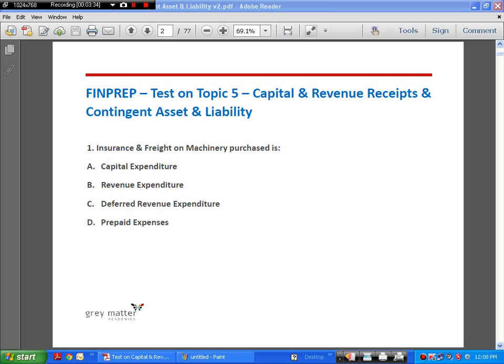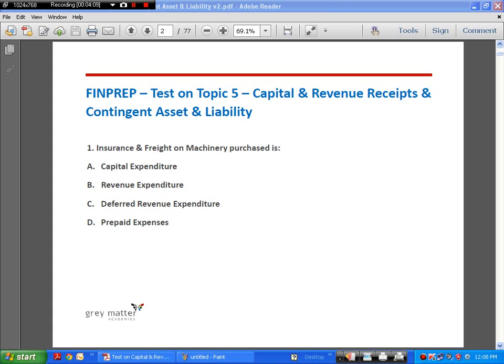The first question is: insurance and freight on machinery purchased is what expenditure? We have to keep in mind that capital expenditure does not mean just the purchase cost of machinery. All the expenses incurred in order to bring the machinery to its intended place and use, that is, to make the machinery available for use, are capital expenditure. So insurance and freight on machinery purchased is capital expenditure.